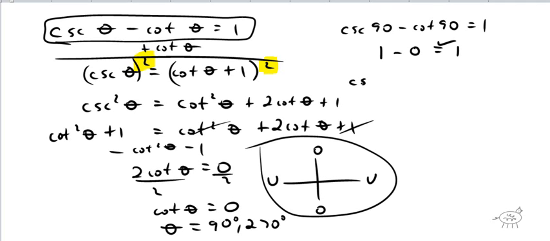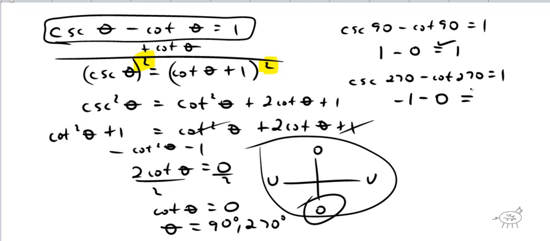Okay, and then let's do the other one. Cosecant of 270 minus cotangent of 270, and does that equal 1? Well, sine of 270 is negative 1, so the reciprocal is also negative 1. And then again, cotangent, we're down here, so that's equal to 0. So negative 1 minus 0 does not equal 1. So 270 is out, so my only answer is 90 degrees. Okay? Make sure you check for the extraneous solutions whenever you square it. If you don't square it, you don't need to check. Don't be doing extra work when you don't even need to do the extra work.